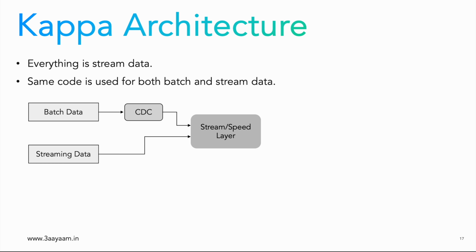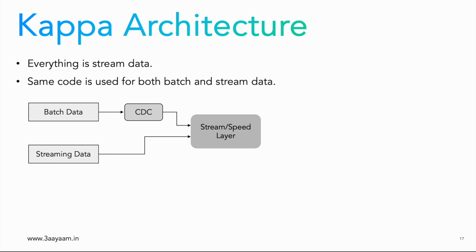Now, there might be a question: what about the data which is already there? Let's say you are starting or designing the Kappa architecture now. What about the existing data? How can we move the existing data to the final serving layer? We can do that using batch processing. You can do a one-time processing of the existing data, read it from various sources, make all modifications, apply all transformations, changes and aggregations, and then put it in the serving layer.